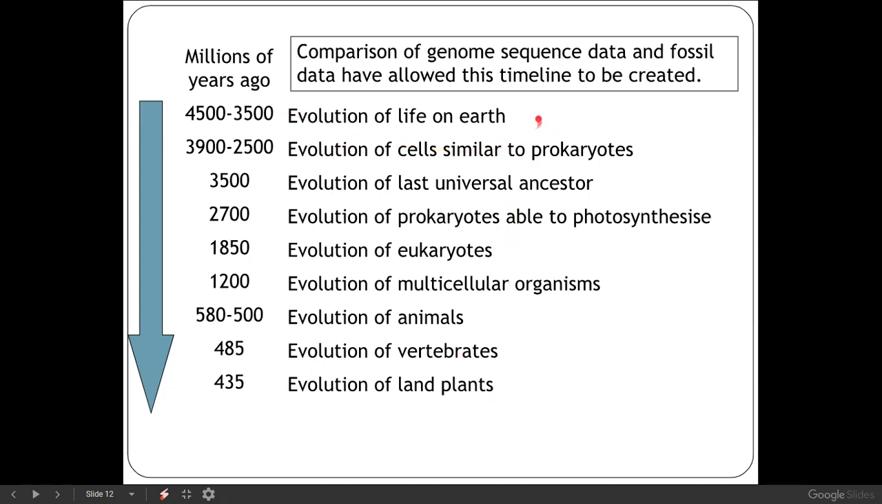So, beginning with we have life, then we have cells similar to prokaryotes, we've got the last universal ancestor, then we've got prokaryotes which can photosynthesize, eukaryotes, multicellular organisms, animals, vertebrates, and then land plants as our last one. So those are sort of key points in that evolution timeline and the ones that you should be able to try and remember. As I say, you don't necessarily need to link them to how many millions of years ago that was, but remembering the key points that have occurred.